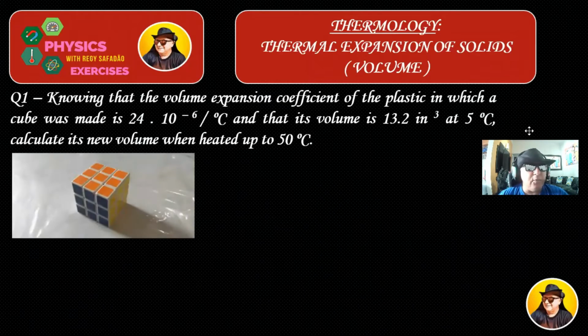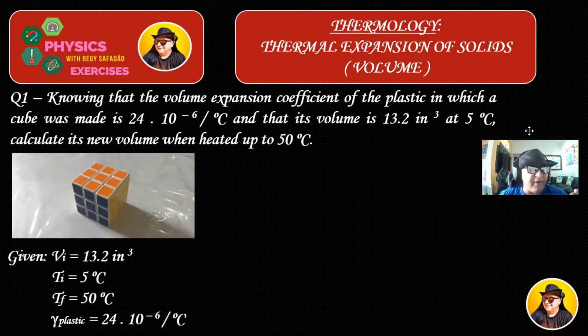Okay, so we have here an illustrative picture, and what was given: initial volume, initial temperature, final temperature, and gamma of plastic. Okay, these were given, and what is required? Let's remember, required the final volume. Okay, so we can do it in 2 minutes in 2 steps.